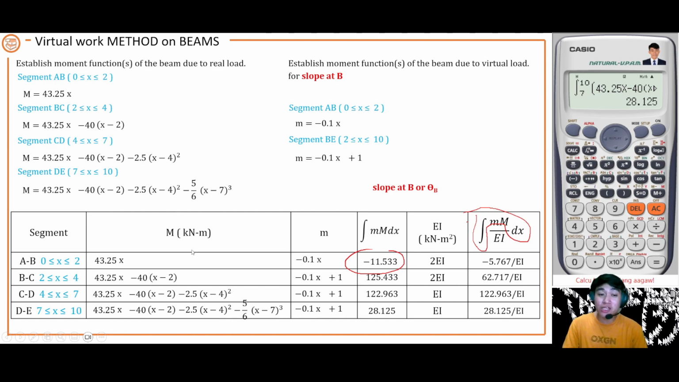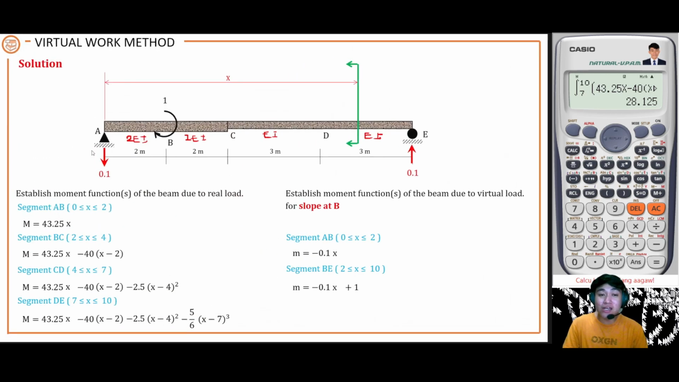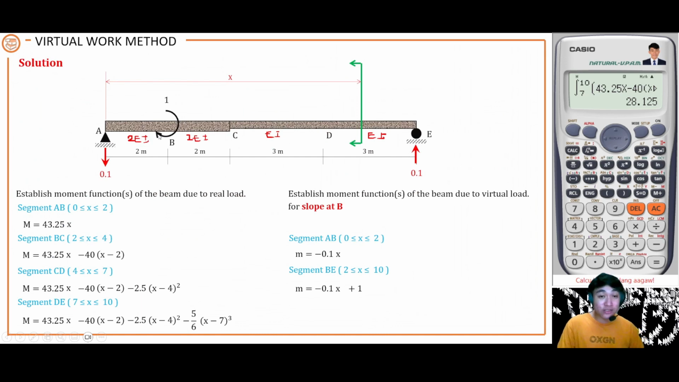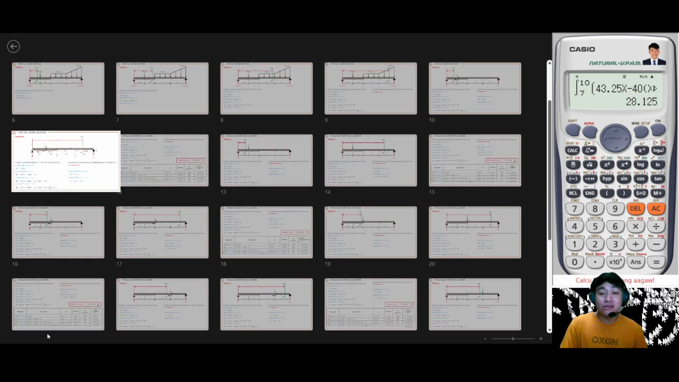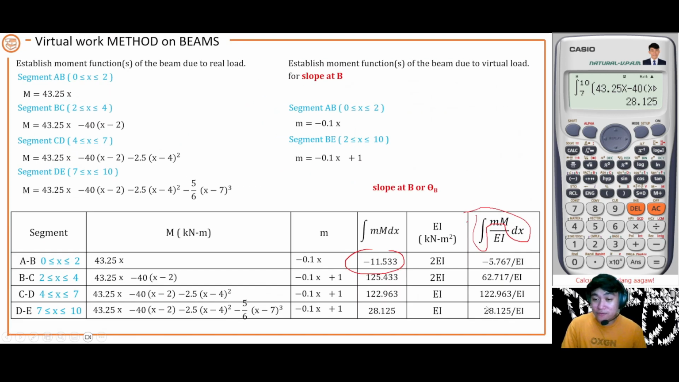So if this is positive, meaning the assumption of a clockwise rotation, we assume here that point B will rotate clockwise as it deflects. If the sum of this will be a positive value, meaning your assumption is correct. So let's see if this will yield a positive value: negative 5.767 plus 62.717 plus 122.963 plus 28.125.